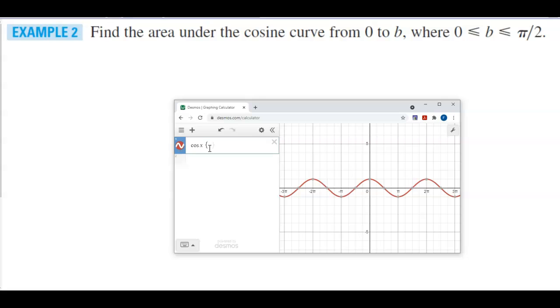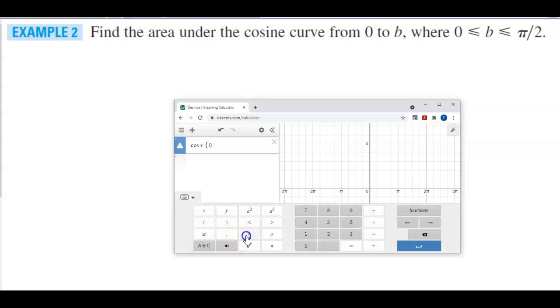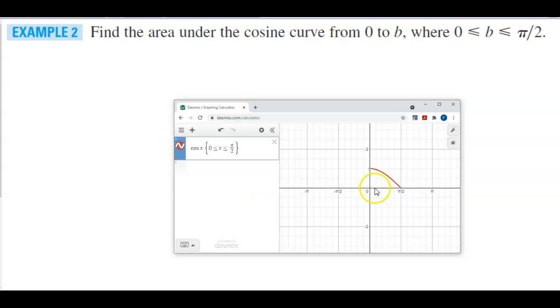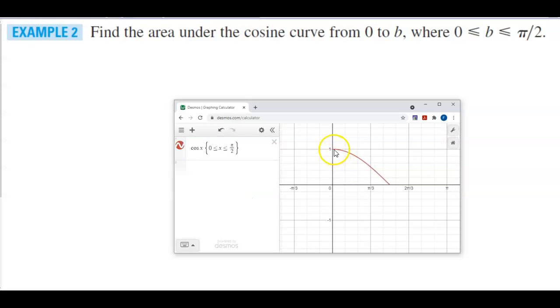So if we put in our lower limit of 0, okay, and let's see here, less than or equal to x, which is less than or equal to pi divided by 2. Okay, so what we can see here is this is our curve of what we're dealing with, because we know that the value of b is in between 0 and pi over 2, and we want to find the area of the shaded region. So we want to find the area under the cosine curve from 0 to b.